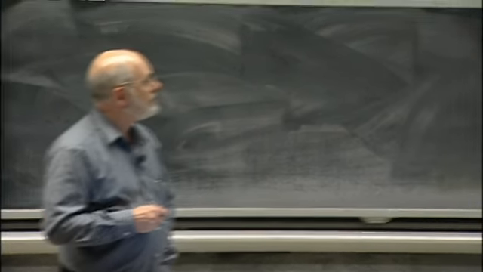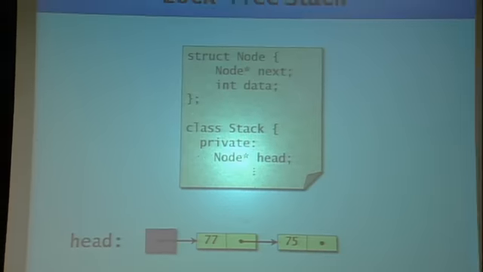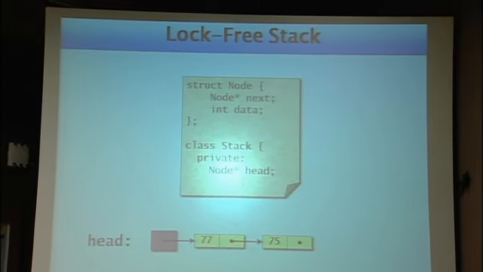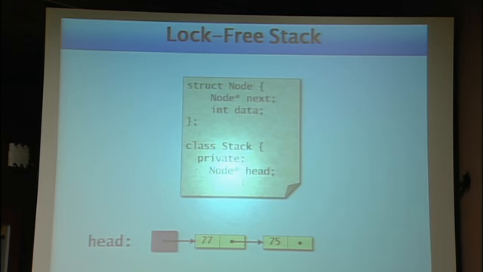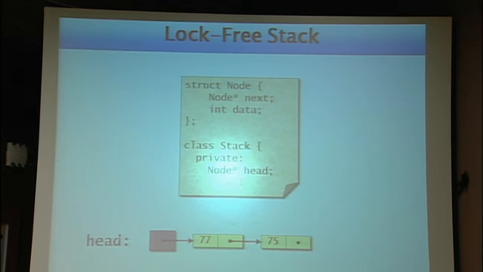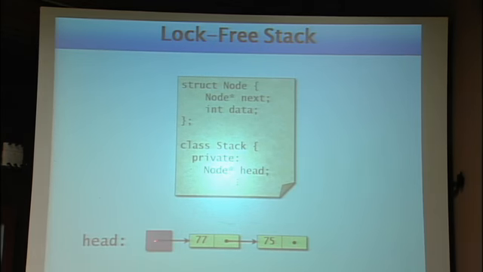Okay, so what we're going to do is we're going to have a node which has a next pointer and some data. All we really care about is the next pointer. And we have a stack which has basically a head pointer. And what we're going to do is, so we have a linked list here. We want to basically be able to insert things at the front and take things out of the front.